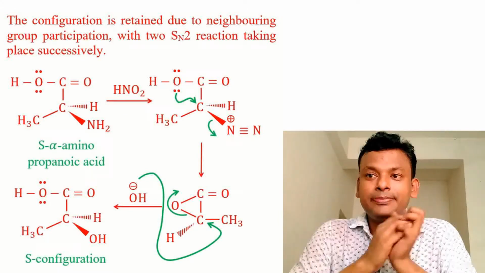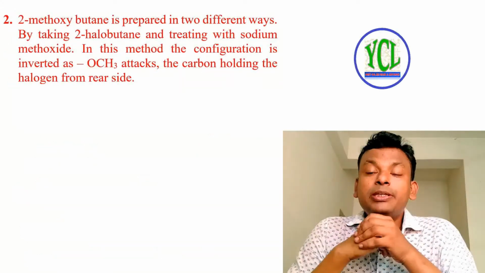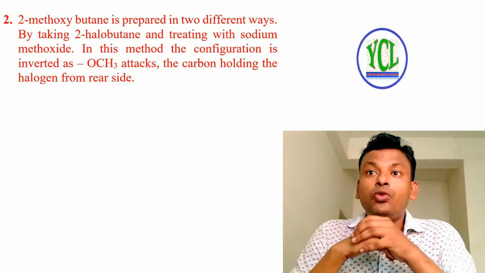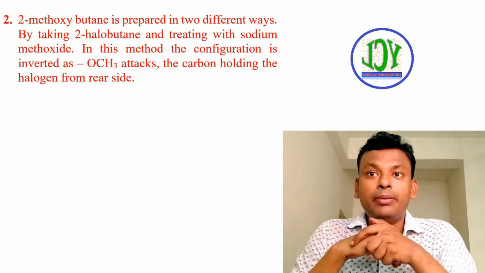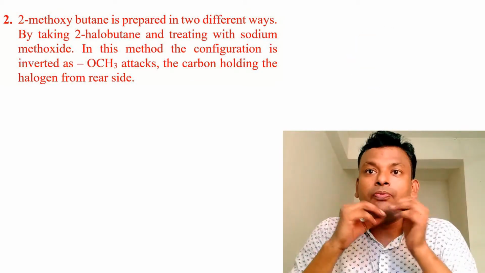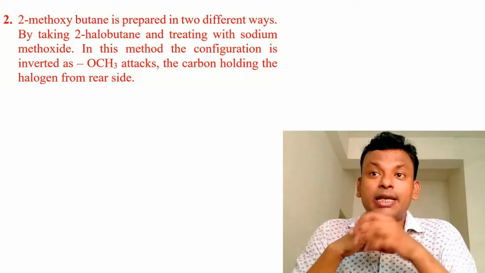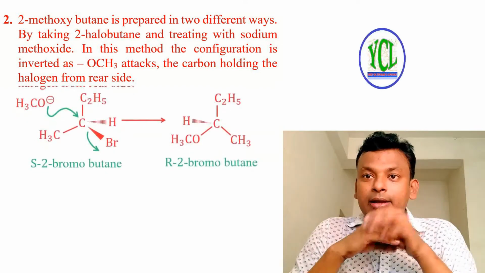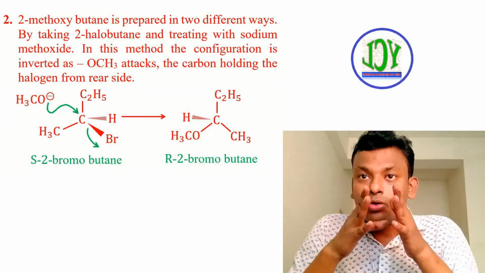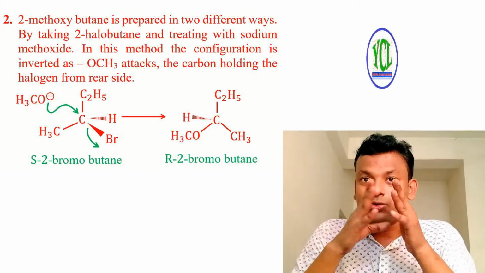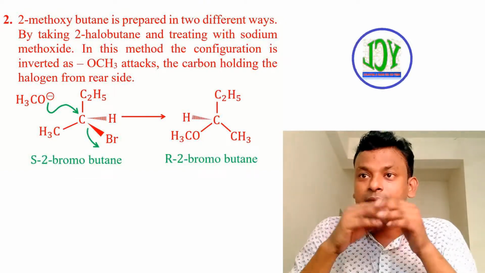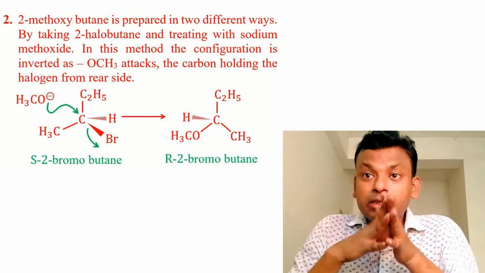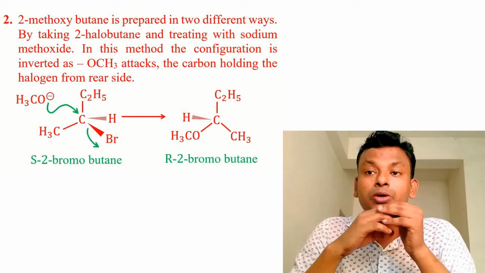So next, example 2, the methoxybutane is prepared in 2 different ways. By taking 2-halobutane on treatment with sodium methoxide. In this method, the configuration is inverted as OCH3 attacks the carbon holding the halogen atom from the rear side, and the reaction is shown. CH3O negative, that is OCH3, attacks this side and Br leaves and the configuration is inverted. So S 2-bromobutane to R 2-methoxybutane is formed.